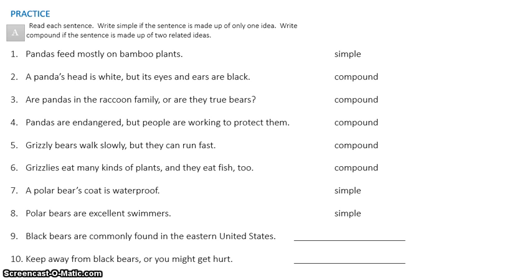Number 9, black bears are commonly found in the eastern United States. Okay, it's a long sentence, but it's not two separate ideas. It's one idea, and we do not see the coordinating conjunction in that sentence, so we know that it is simple. And the last one, number 10, keep away from black bears or you might get hurt. They've taken two sentences, keep away from black bears. The other sentence is you might get hurt. They've combined those two sentences by using a coordinating conjunction or, and they put a comma in front of the coordinating conjunction, and so it is going to be compound.